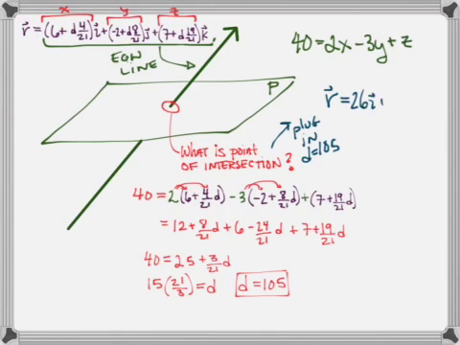So that's d, but that's not my answer. To figure out what I actually have as a point, I need to plug 105 in for d into my equation for r. So r equals 26i plus 38j plus 102k if you put in d as 105. So my point of intersection is (26, 38, 102).